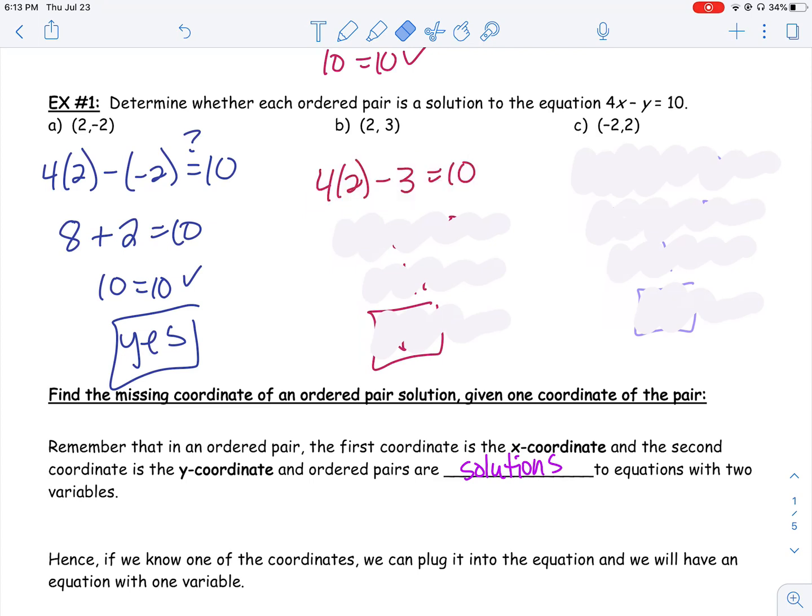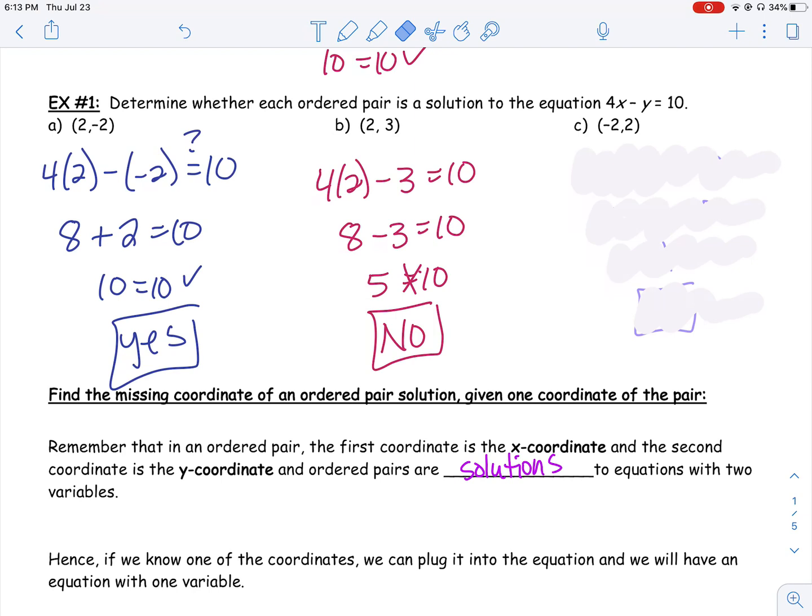All right, for B, when I plugged in 2 for x and 3 for y, and I simplified, I ended up getting 8 minus 3, which was 5, and 5 does not equal 10. So the point (2, 3) is not a solution to that equation. That point is not on the line.